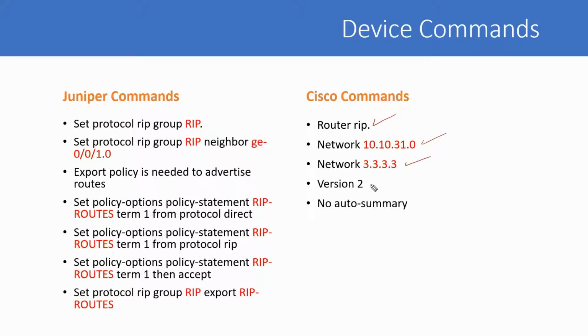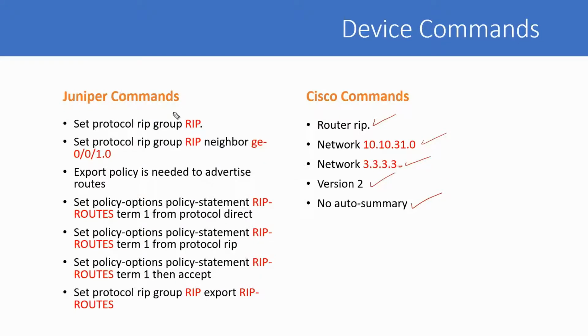You'd put in version 2 as well for the Cisco, and you'd also type in no auto-summary. The reason you'll do this is so it doesn't summarize these networks. So for argument's sake, if you didn't do this, this network here, the 3.3.3.3, would then be advertised out as 3.0.0.0/8, and that's obviously not something you want, especially bearing in mind this is a /32 loopback address.